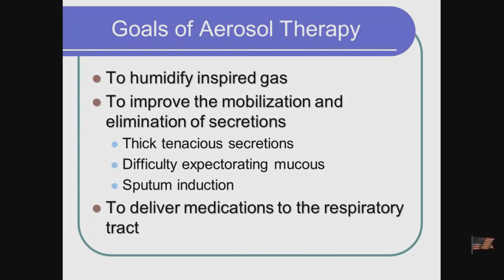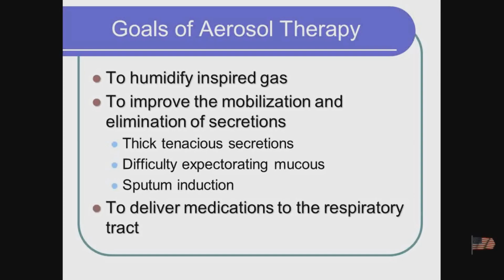Three things that we end up looking to do. One is to humidify our inspired gas, especially if the inspired gas has a concentration of oxygen associated with it. It's going to be dry coming out of the wall. We give aerosol therapy to mobilize and eliminate secretions.